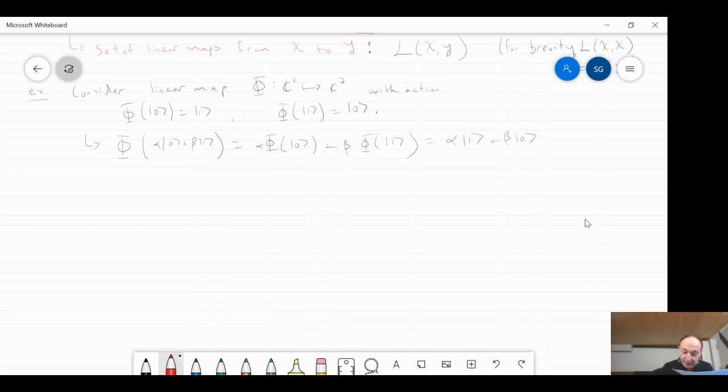Let me just say over here: representation of linear maps via matrices. Okay, ta-da.